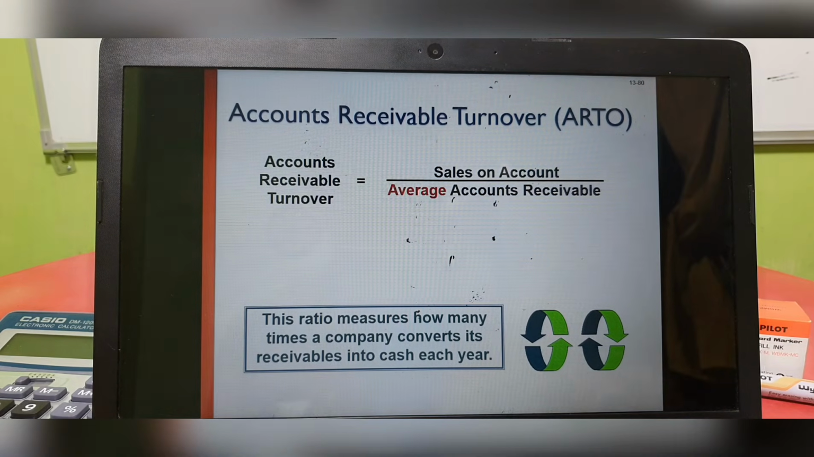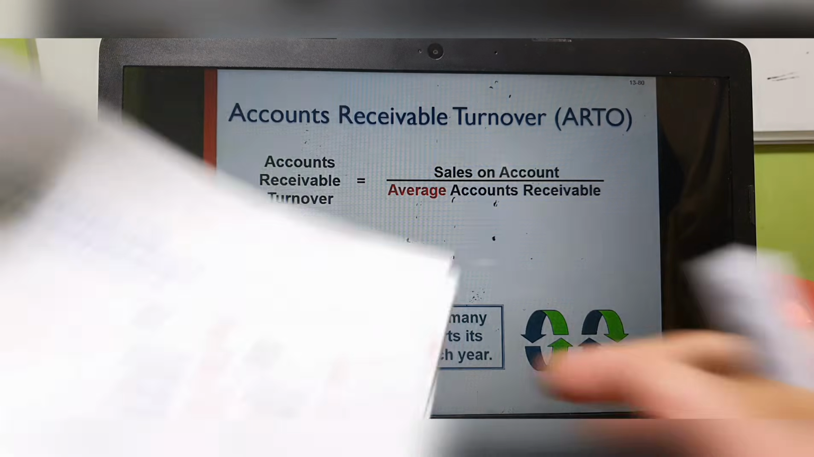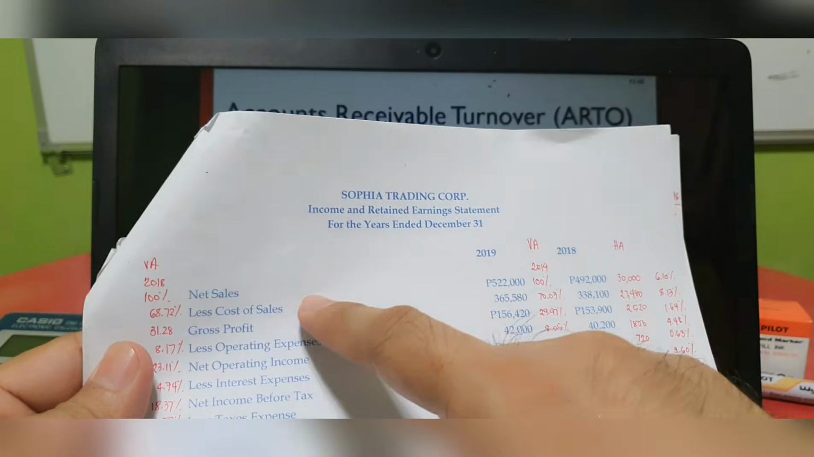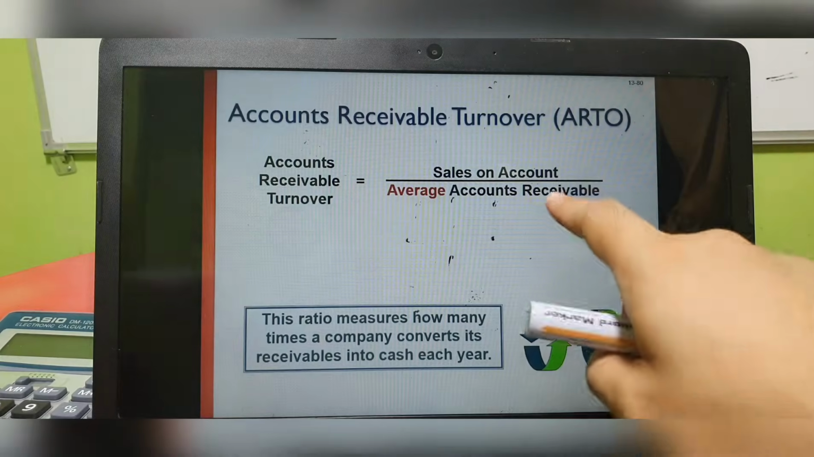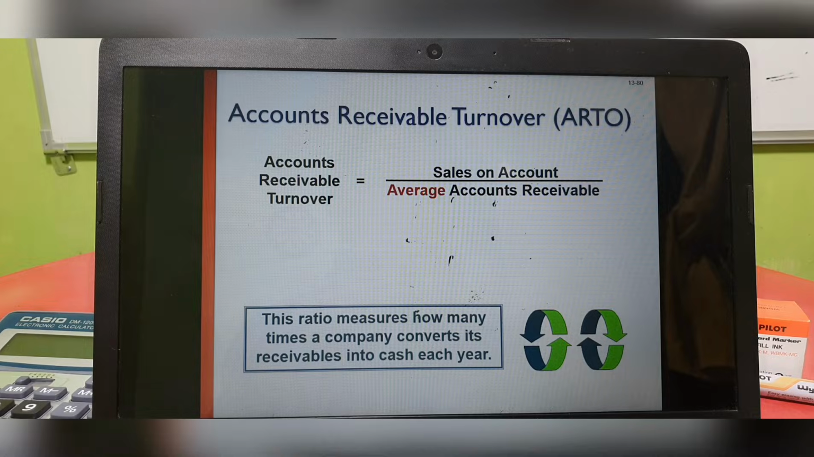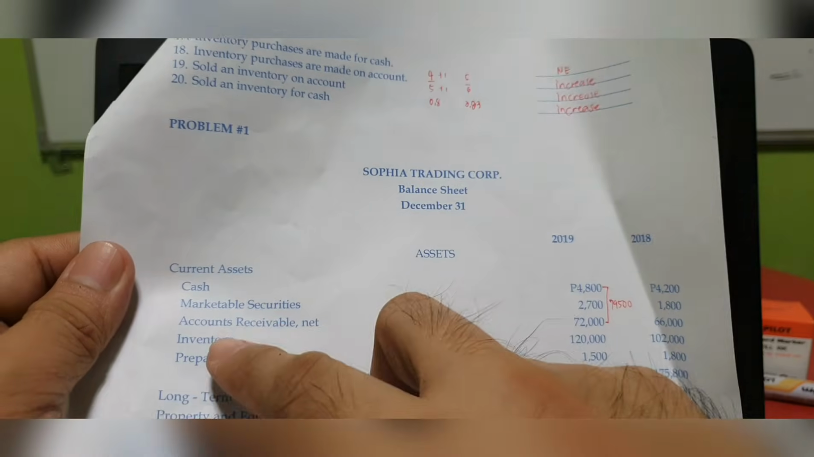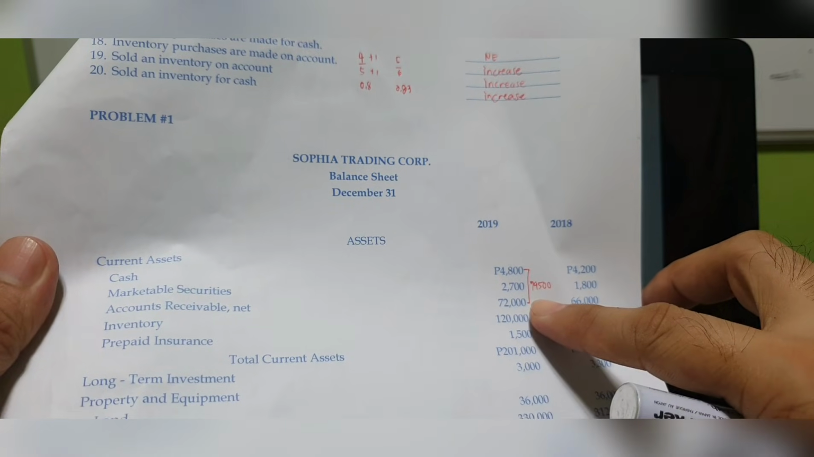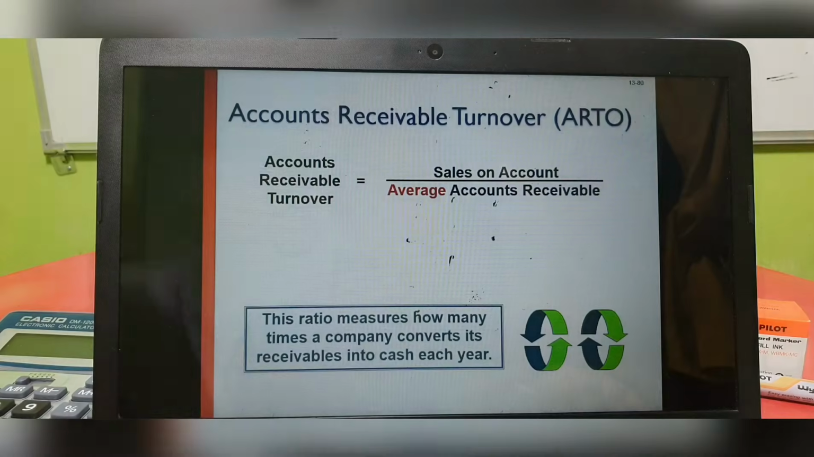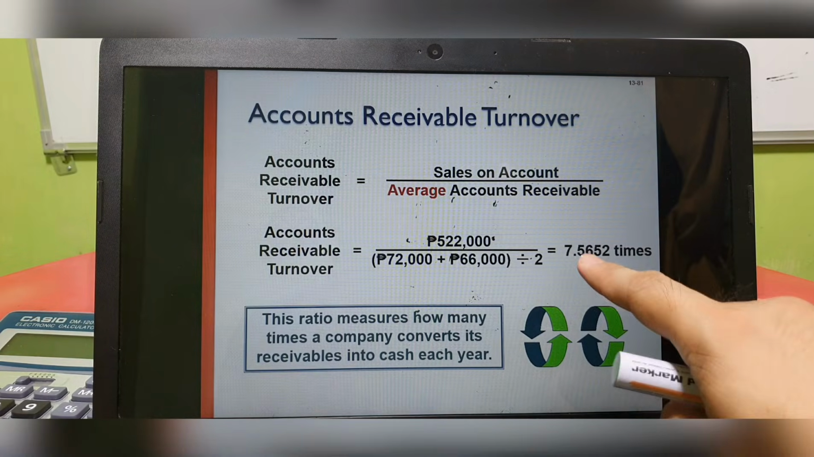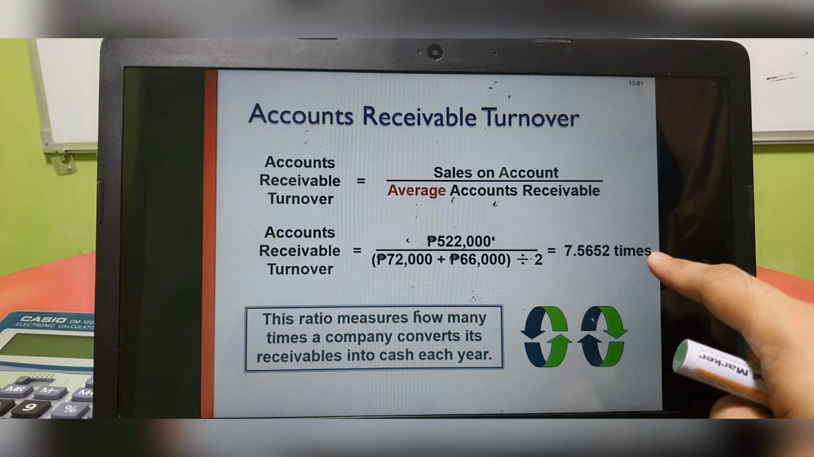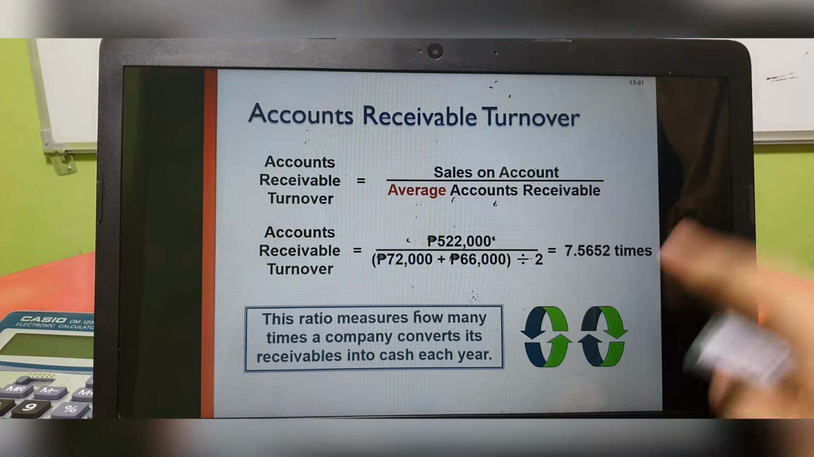Okay? So, anong sales ba? Ano ang sales natin in our example? So, that would be net sales ay 522,000. Tapos, ang accounts receivable natin, let's check the balance sheet. Sa beginning and ending yan. So, ang data natin for accounts receivable, so that would be 72,000 and 66,000. Okay? So, here is our solution. AR turnover is 7.5652 times. What does it mean?